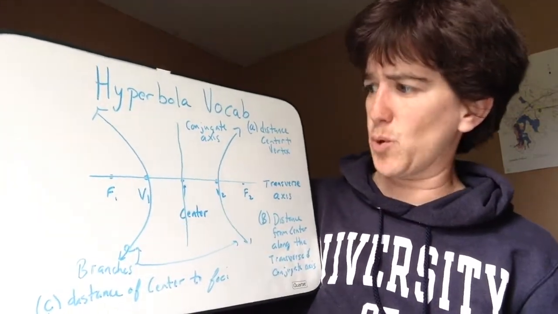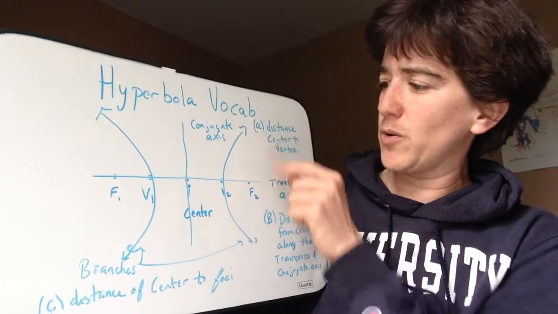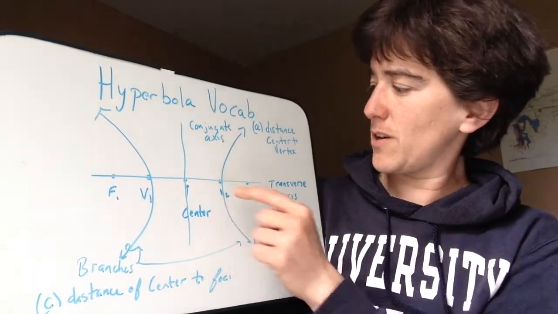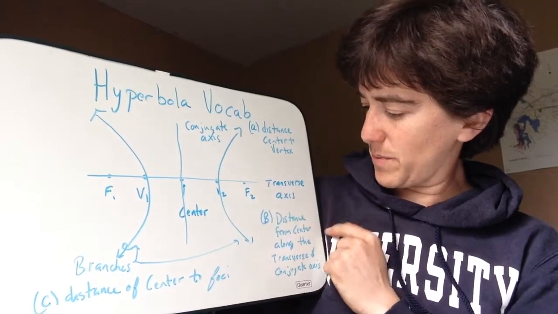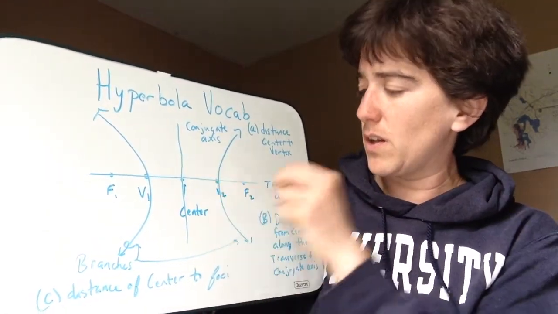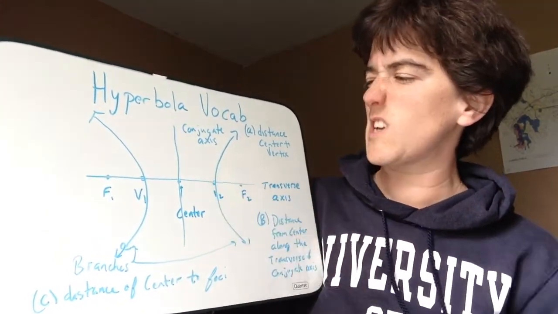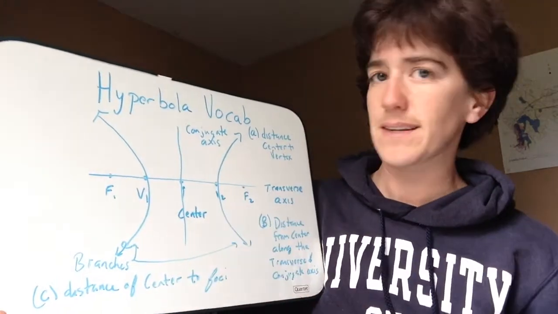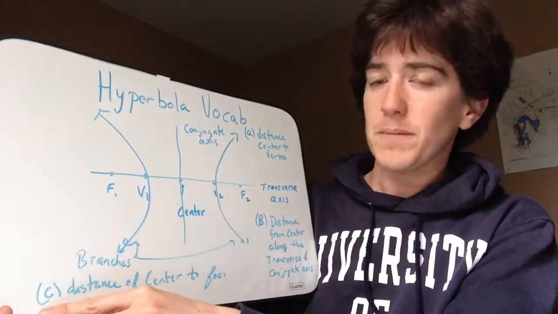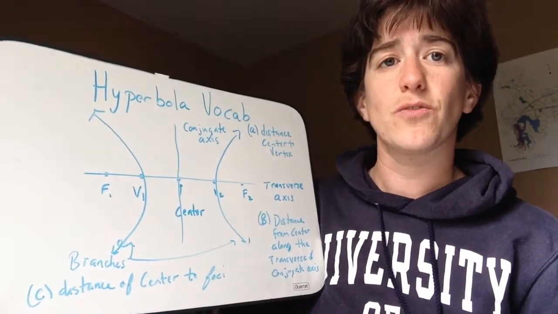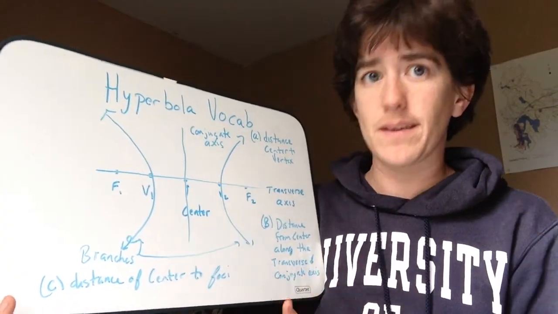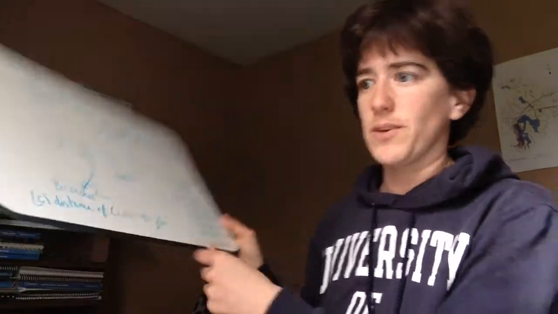It's important that we remember that the value A is the distance from the center to the vertex. The distance B is going to be the distance from the center along my conjugate axis. And my distance C is going to describe my distance from the center to the foci. So, some basic things that we need to remember and be confident in.